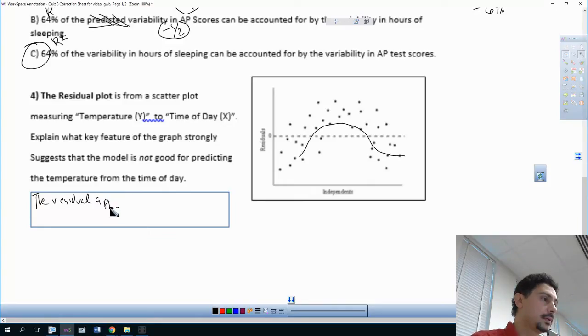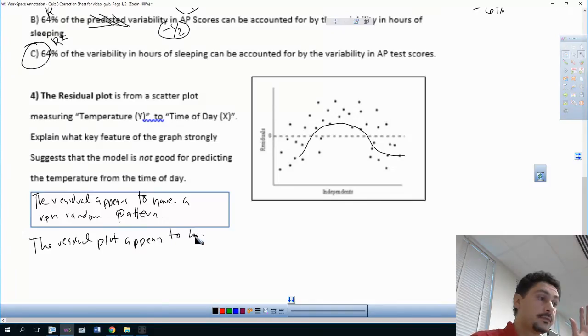appears to have a non-random pattern. We'll leave it at that. Let's keep it simple. A non-random pattern. You could say the residual plot appears to have a curve.